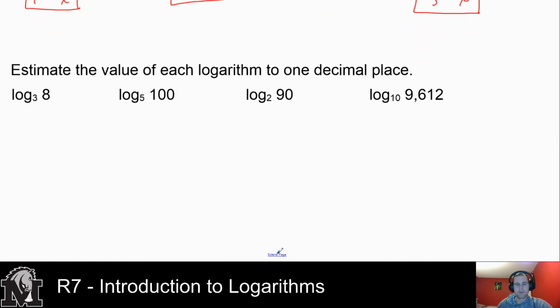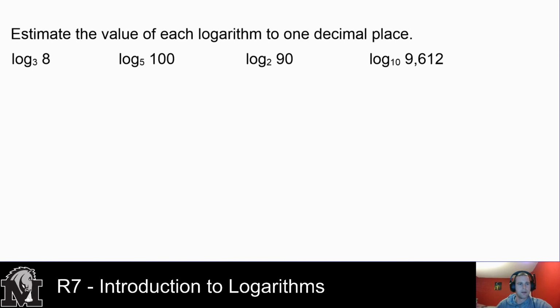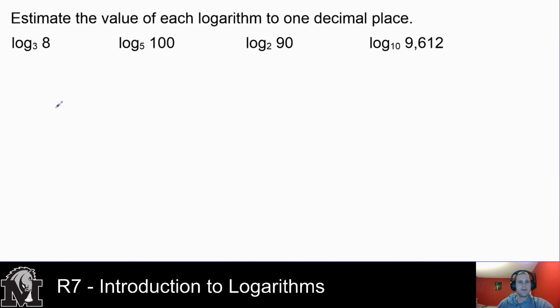Last thing here. Estimate the value of each logarithm to 1 decimal place. So we could try doing the same process we just did. So we're going to move that 3 to the other side. So 8 equals 3 to the power x.